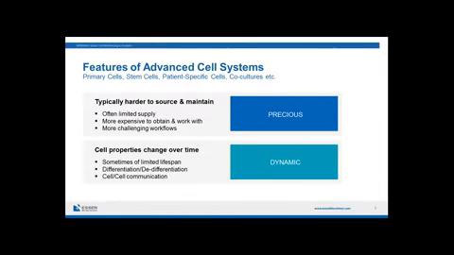Now, these new or newer advanced cell systems certainly present some great opportunity for translational research, but they also present some different challenges compared to working with immortalized cell lines or tumor cell lines. As a generalization, they're typically harder to source and to maintain. They're often of a limited supply. Some of the cells are expensive to purchase, and they are more challenging to work with.